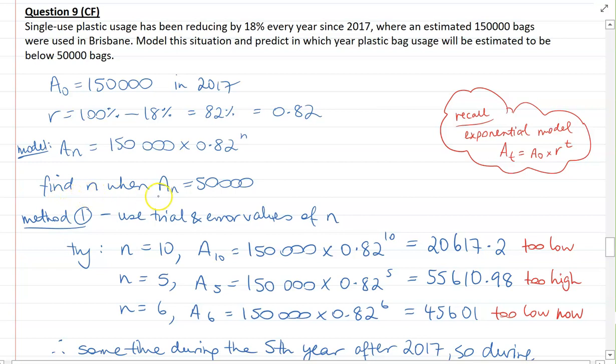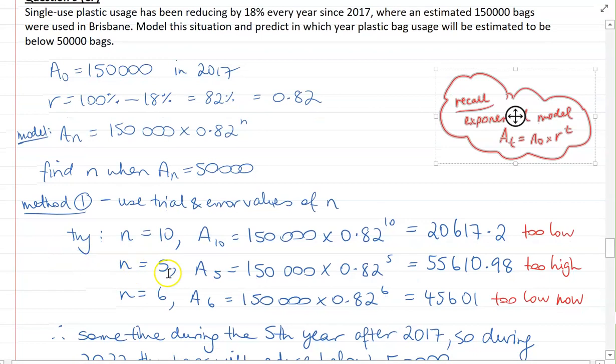Alright, so let's find n when our number of plastic bags is around 50,000. Most of you will use trial and error values of n. So I just picked 10 years as an educated guess, and I got plastic bags of 20,617. So I picked a value that was a bit too low there. So scaling that back, I went to 5 years past, and that gave me a plastic bag value that was a little bit too high, but I know I'm close.